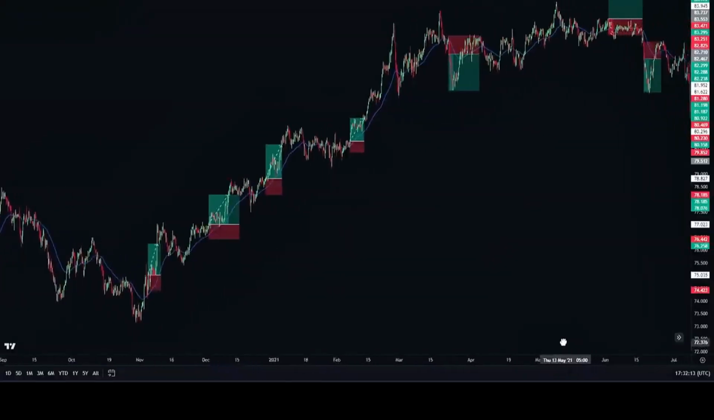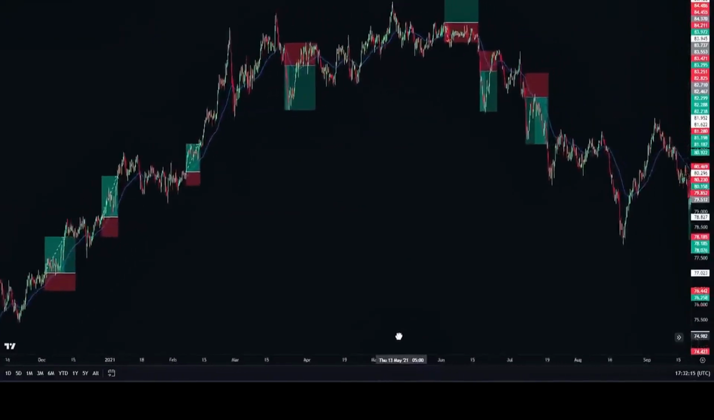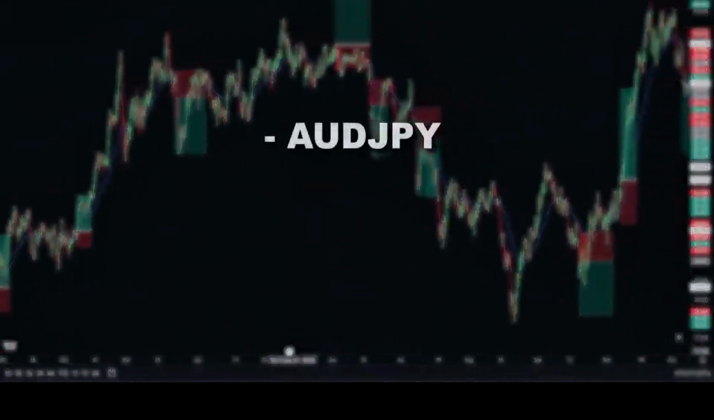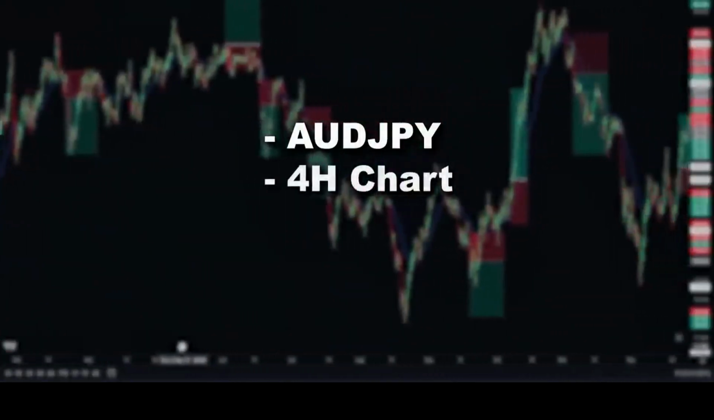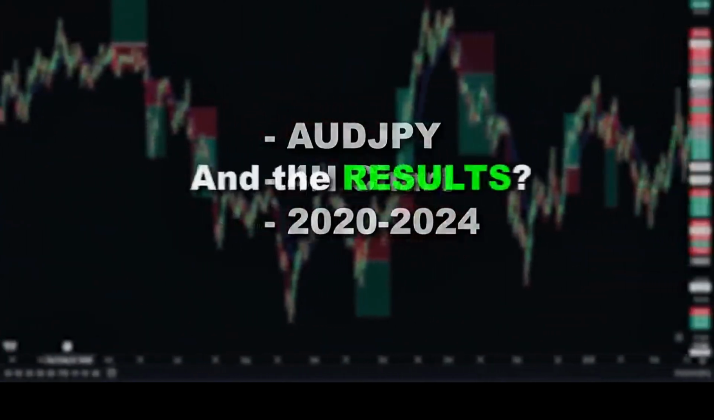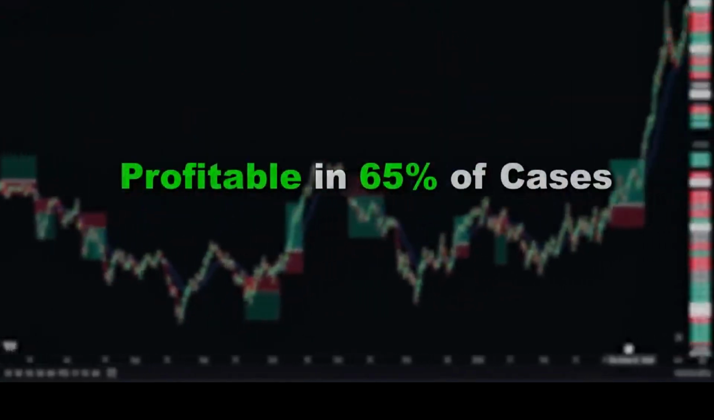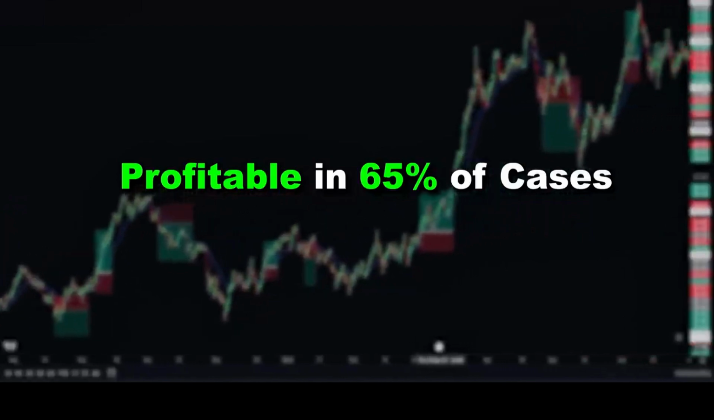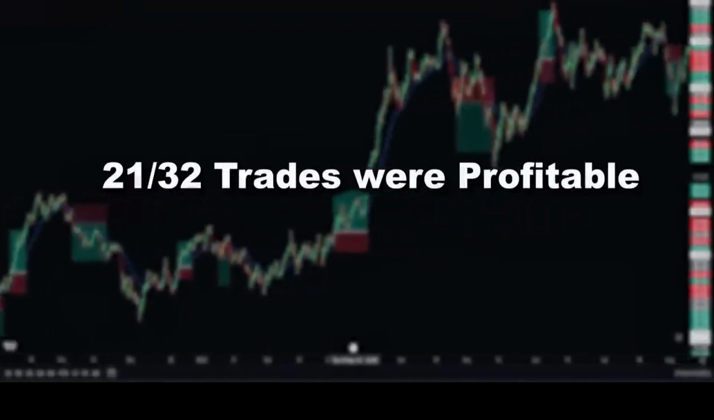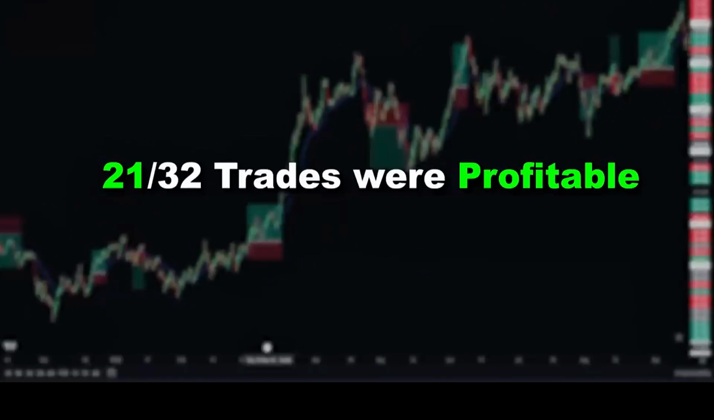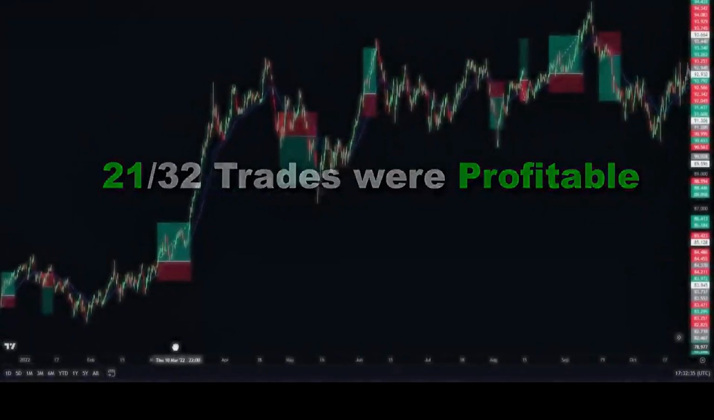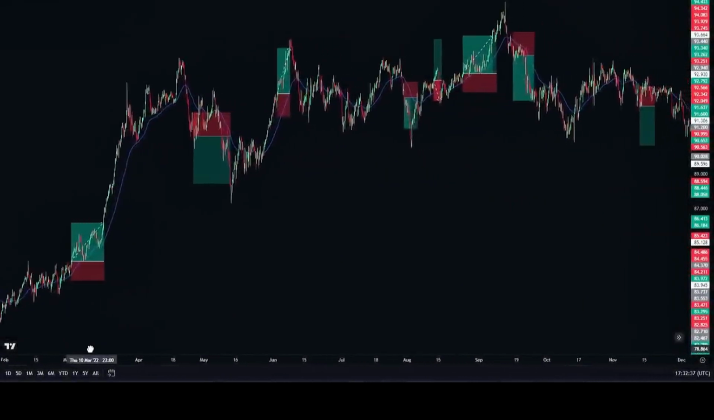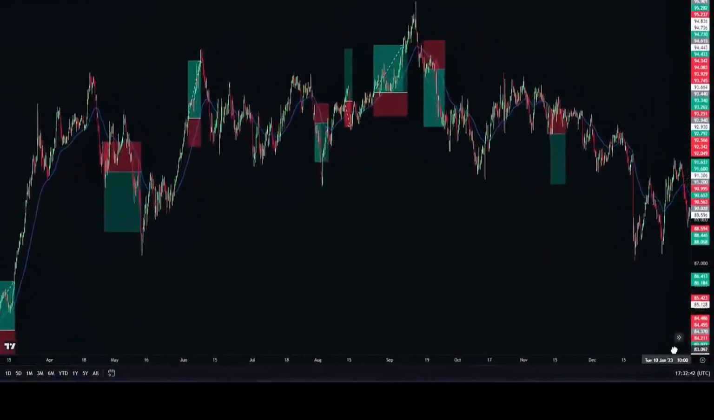Now, it's important that I show you the backtesting results of the strategy. As you can see here, this is every single setup of our strategy that has occurred on the Aussie Japanese dollar chart from 2020 to 2024. And the results? The trade was profitable 65% of cases, and that's a really good average. In that timeline, I used this strategy a total of 32 times, and 21 out of 32 trades were profitable.